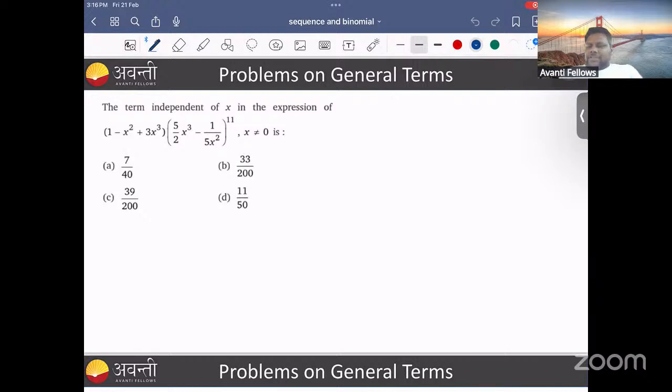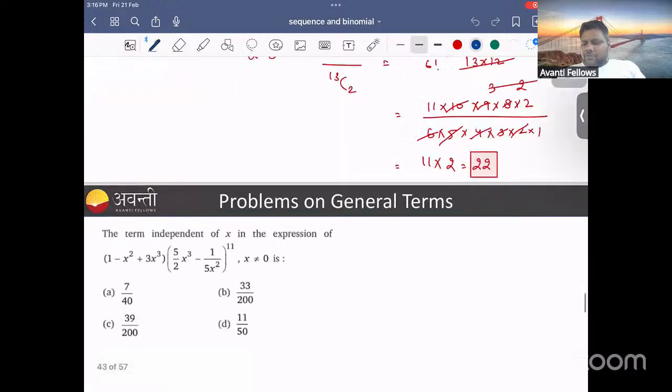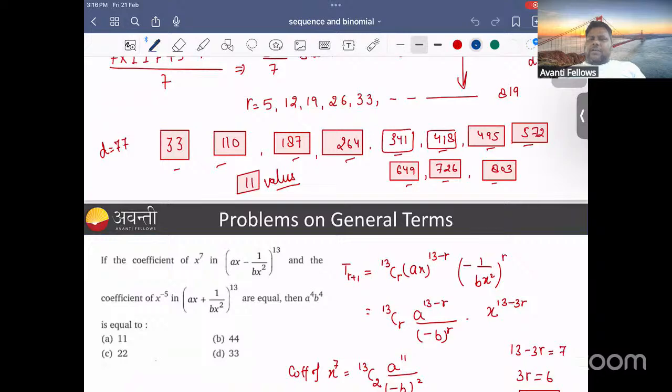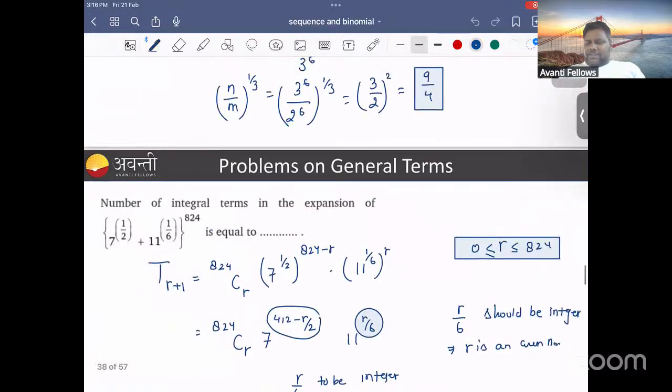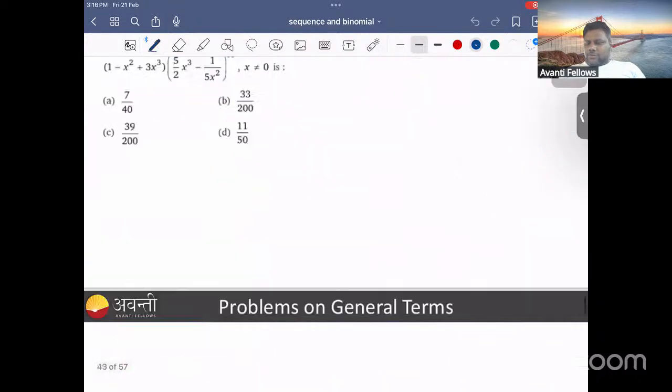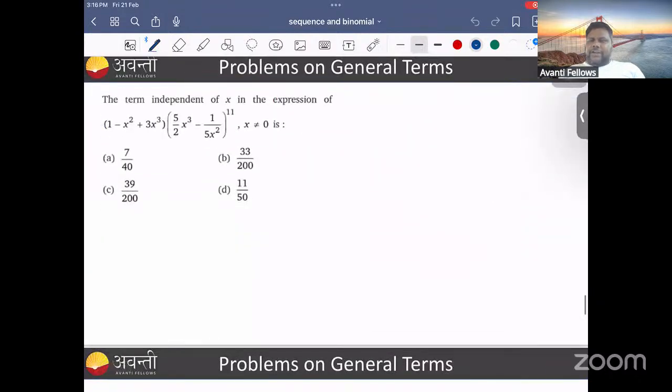So, in the previous class, we have been talking about the general term, the coefficient of a certain power of x, and the term independent of x. In the previous terms, we looked at integral terms, meaning free from the radical sign. Today we will do some more problems on it, which are very important.